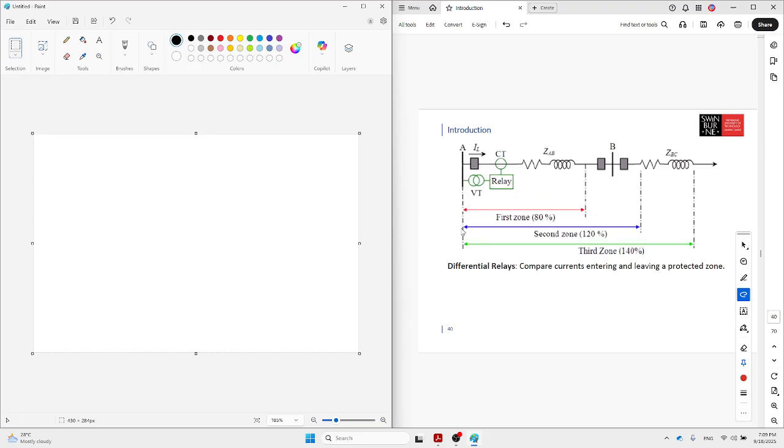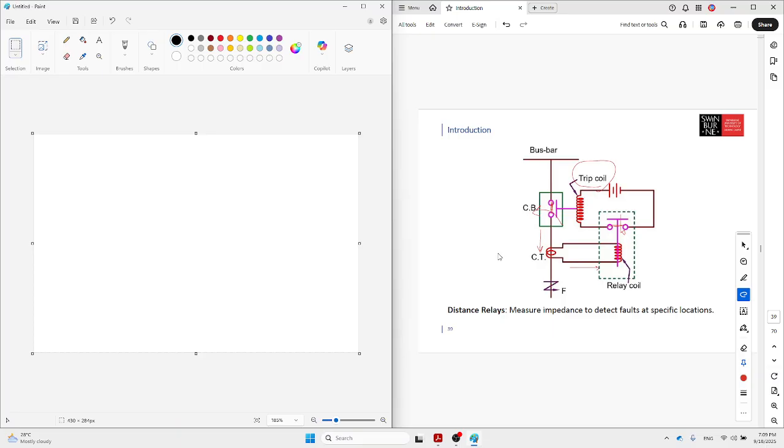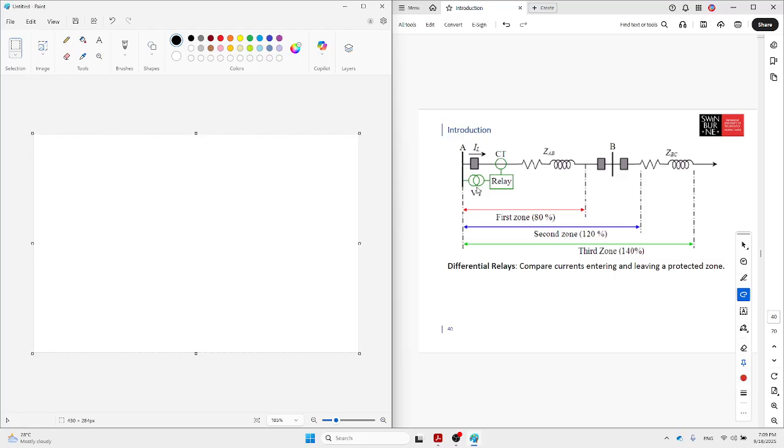Next, the next relay is the distance relay. As the name suggests, it should measure the distance. But how can we measure the distance? Using only voltage and current. The distance relay uses, as I mentioned, only voltage and current.